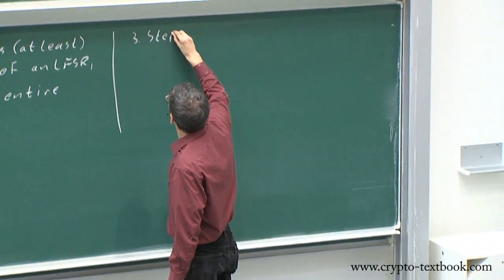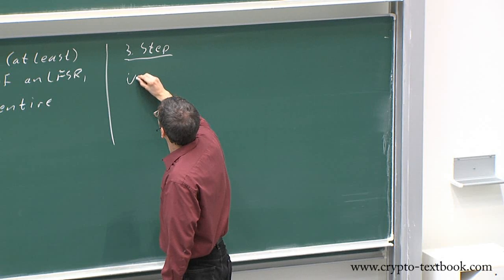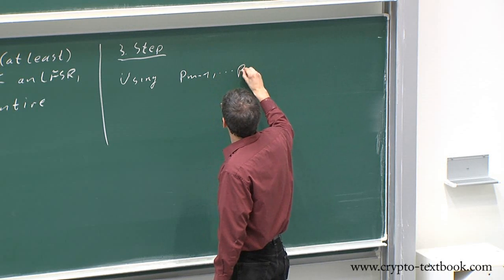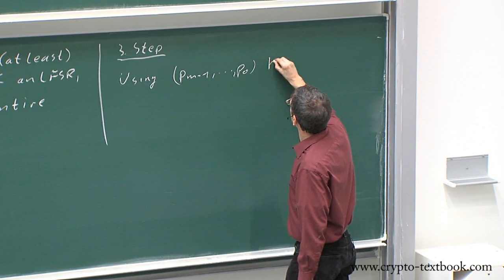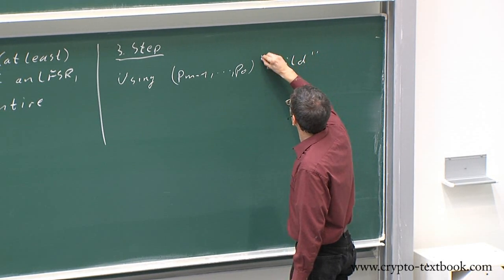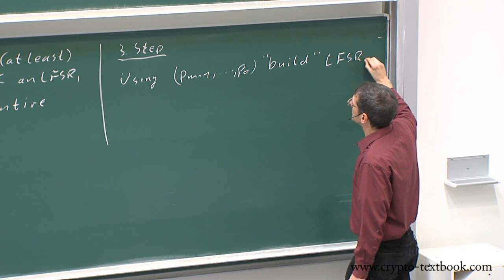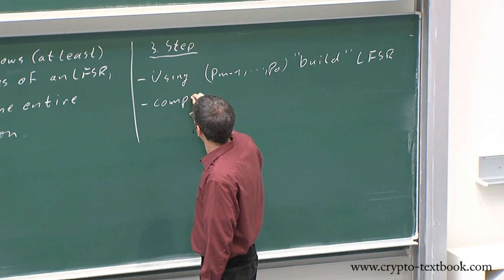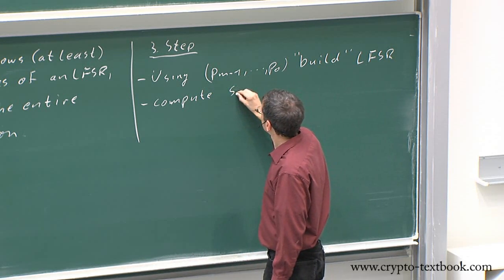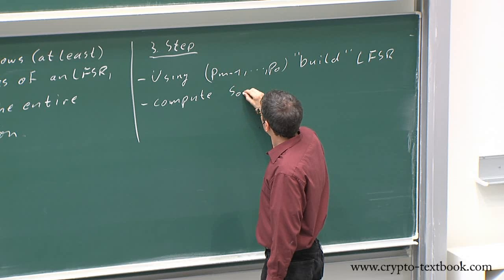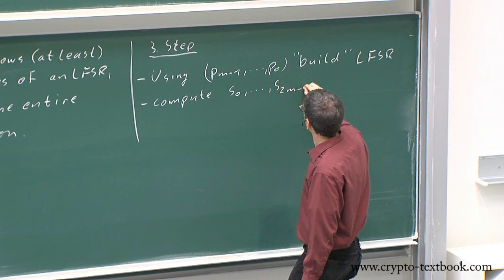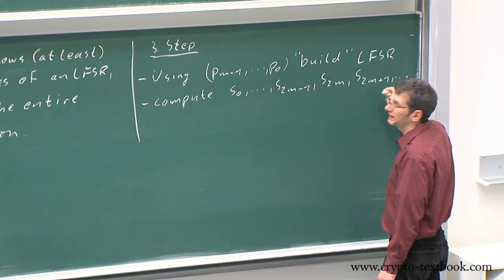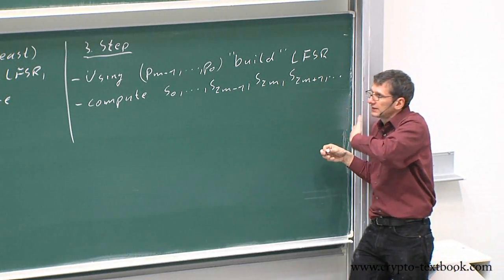Third step, using Pm-1 up to P0, build the LFSR, compute S0 up to S2 to the m minus 1. And now it's interesting. He can now generate S2 to the m, S2 to the m plus 1, and so forth. He can compute the entire output. Okay?